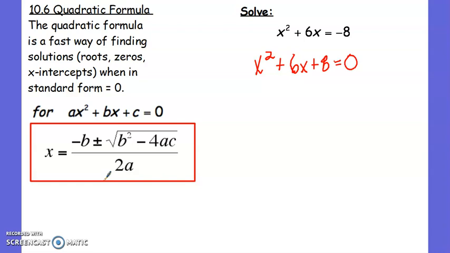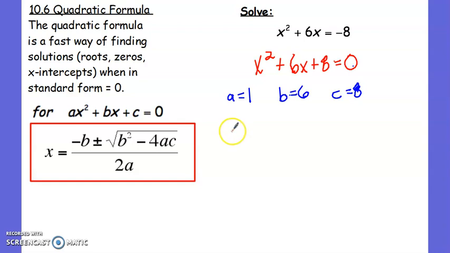So the first thing, like we said, we need to do is identify a, b, and c. Remember that a is the coefficient of x squared. So for us, a equals positive 1. b is the coefficient of x in the middle. So b equals 6. And c, remember, is your constant. So c equals 8. Because we were in standard form equal to 0, we can identify those parts. Now let's plug them into the formula.